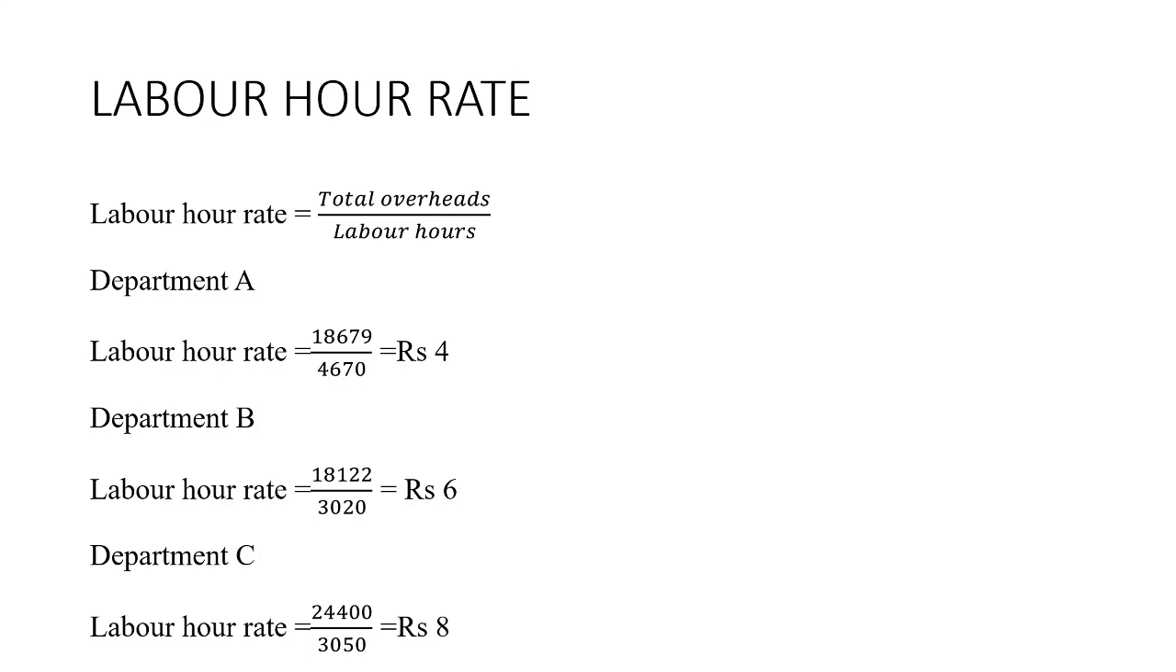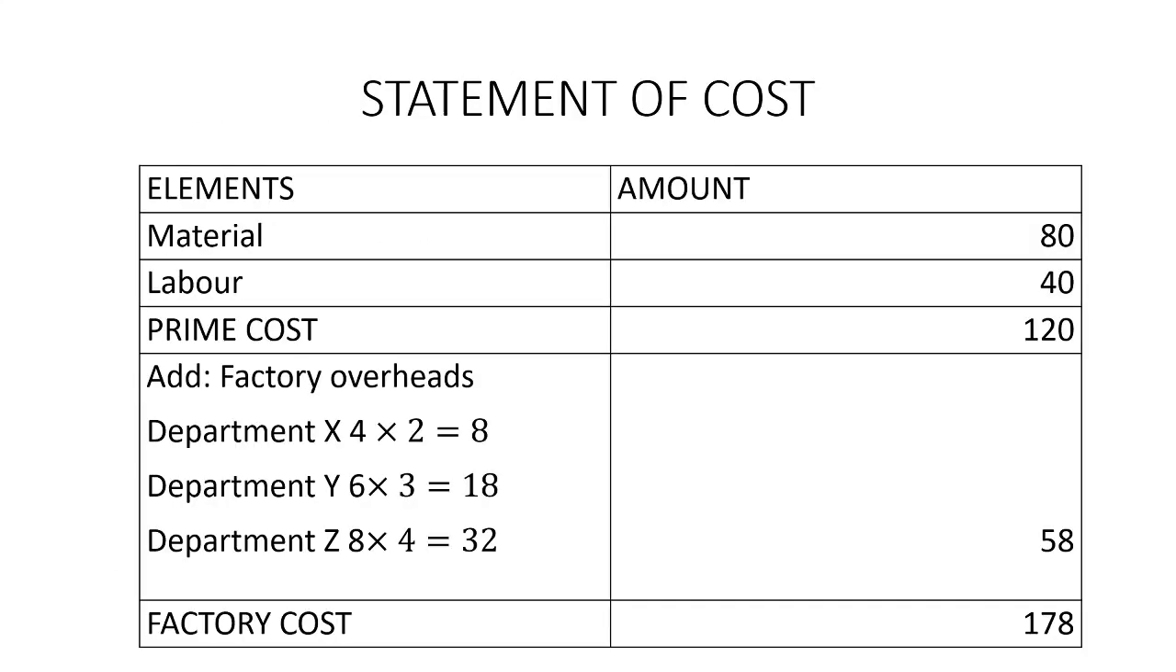So, we have determined the labor hour rate for each department, department A, department B and department C. Now, using this information, the factory overheads can be calculated, and using that the total cost of a product can be determined. So, the statement of cost. So, material cost is given. The material cost is rupees 80. Then the labor is rupees 40. When you add these two, we get the prime cost. 80 plus 40. Prime cost is equal to 120.